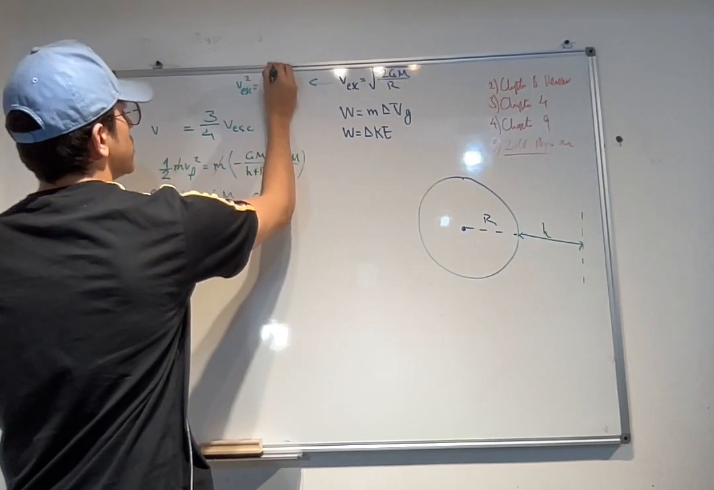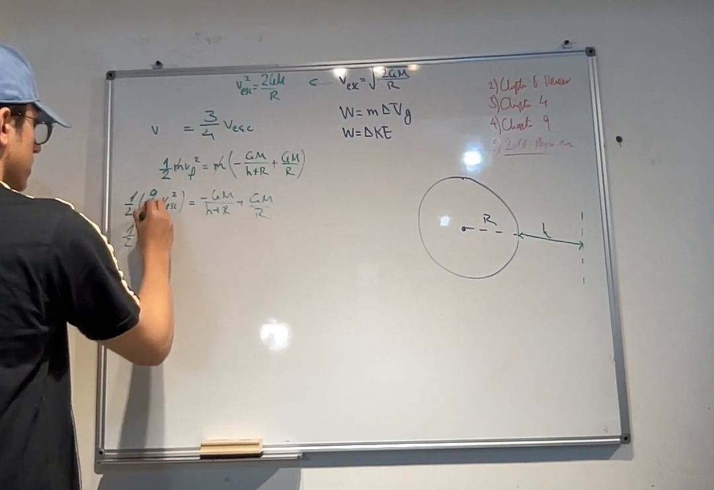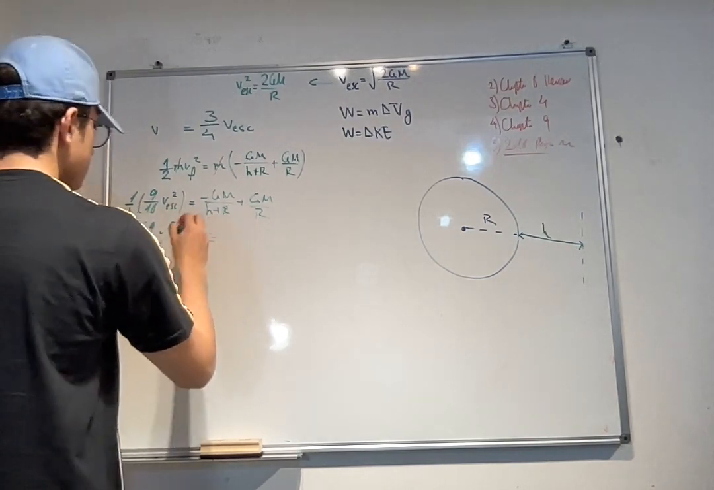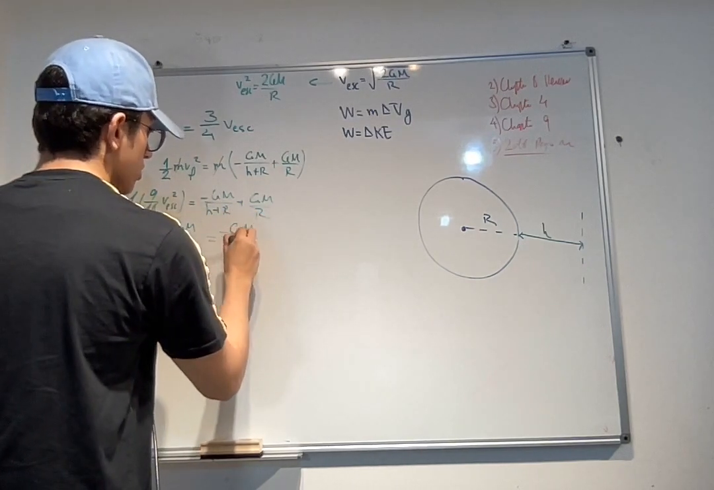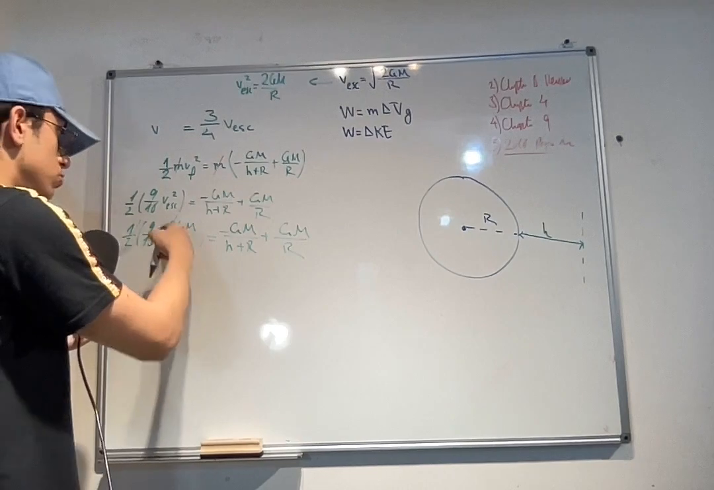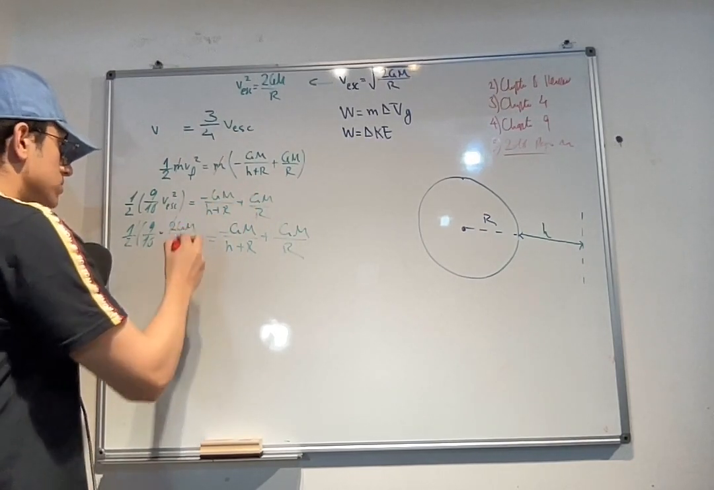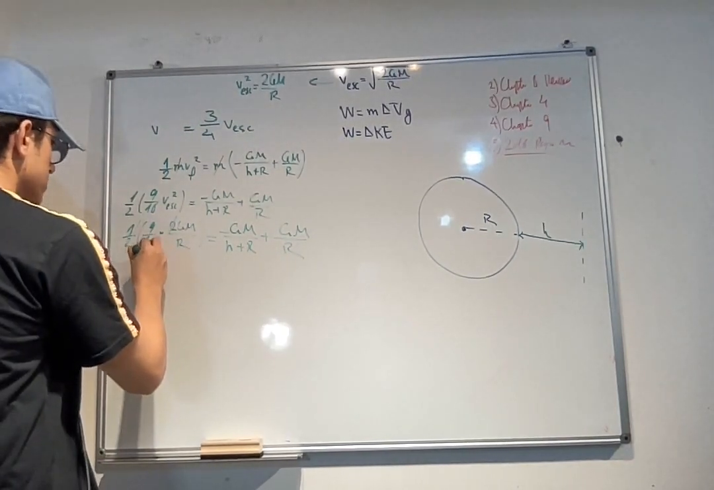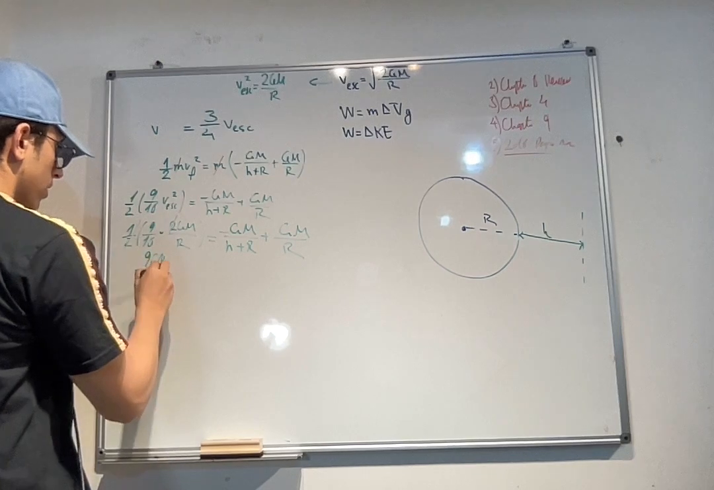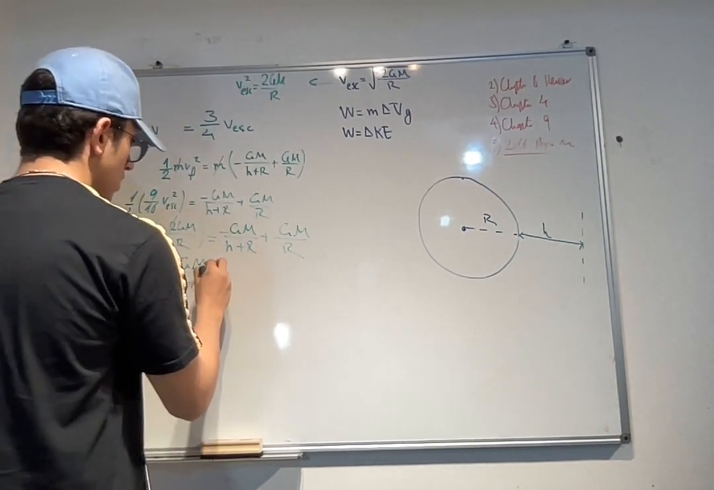Escape velocity squared is equal to 2GM over R, and you can substitute that in here, and you'll get 1 over 2, 9 over 16, and this is 16 by the way, not 10, times 2GM over R equal to negative GM over h plus R plus GM over R. So your 2's cancel out, 1/2 and 2 cancel out, obviously. Wait, let me simplify this before canceling out anything. So this is going to be 9GM over 16R, plus, I'm going to bring this term to the left, plus GM over h plus R equal to GM over R.